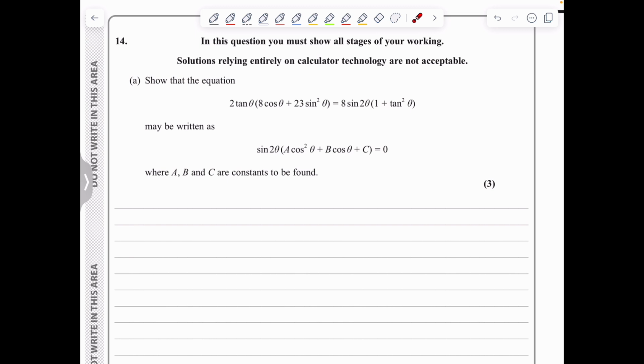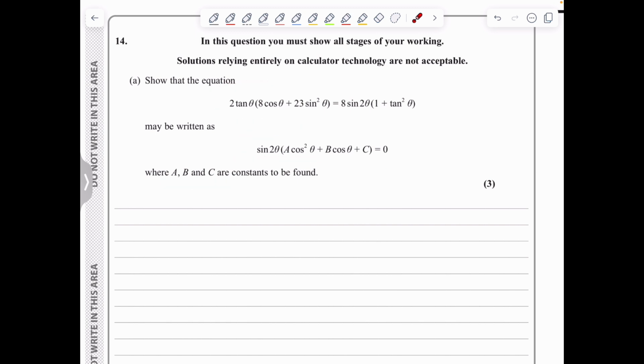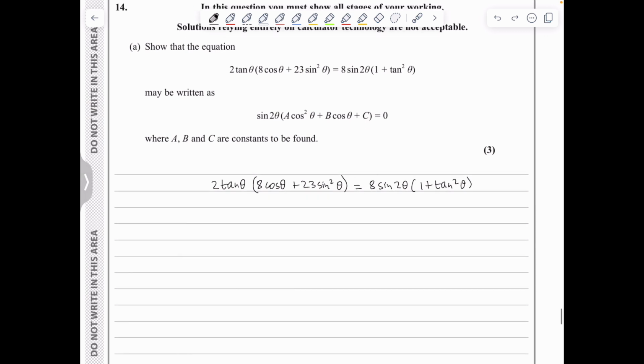In 14a, we need to show that this trigonometric equation given here may be written into this form with a, b, and c being constants to be found. So starting with what we are given, the first thing to do is obviously write the tan theta as sine theta over cos theta. So we're looking at 2 sine theta over cos theta times (8 cos theta plus 23 sine squared theta). And on the right hand side, we've got 8 sine 2 theta.